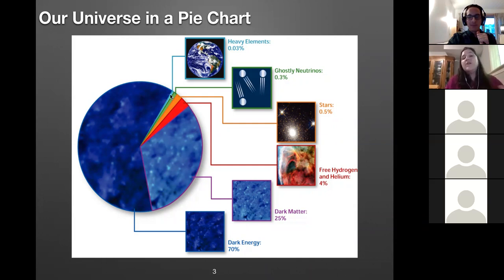Everything else that we know about in the universe is only about 5% of the universe. And most of that is just free gas of hydrogen and helium. Then, when hydrogen and helium collapse down, we get stars. We also have neutrinos, and then all the rest of the heavier elements, which are what, of course, dominate our lives here on Earth.